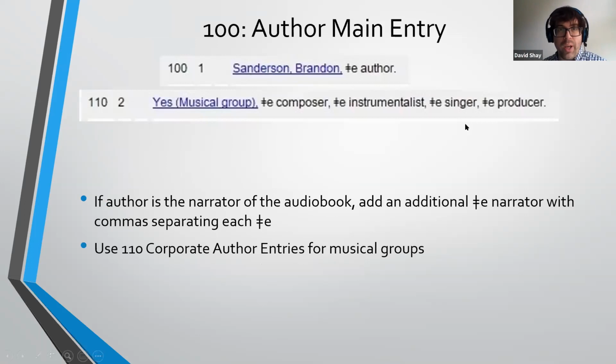Let's go to 100, author main entry. You'll enter these just like anything else. Musical groups are corporate entries, so we've got a 110, first indicator 2 because they have no jurisdiction. And if your author is also your narrator, you can give them a subfield E with narrator in your 100 field. Otherwise, you're going to want to enter your narrators as 700 fields.